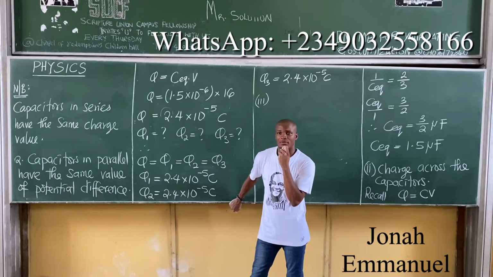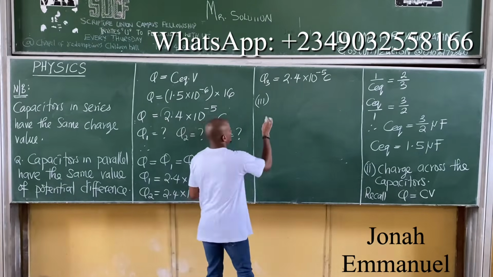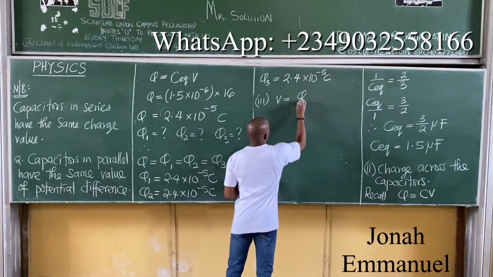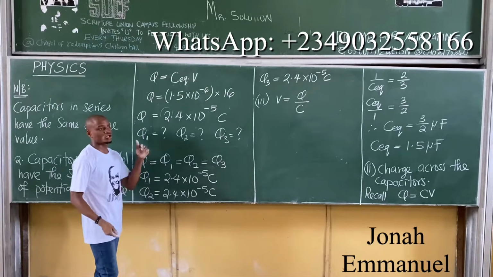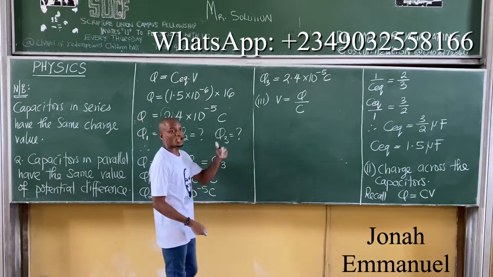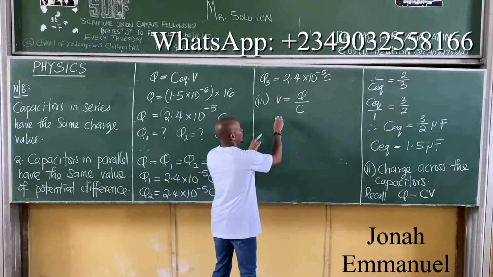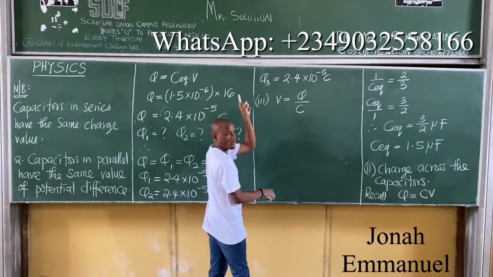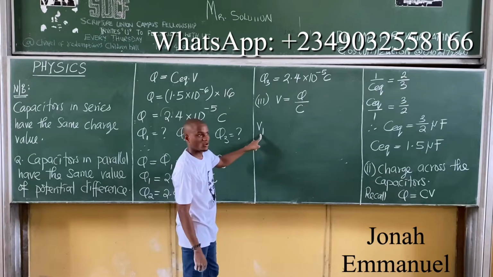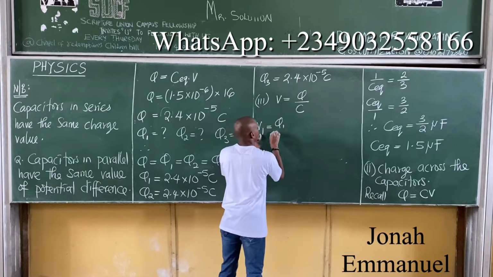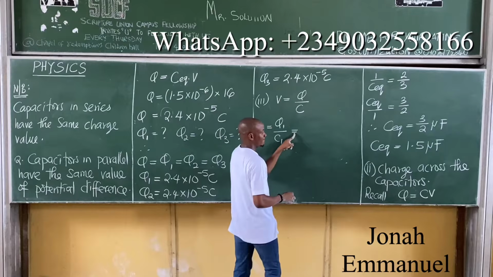They differ. My question now is to get the potential difference. Please check your formula. We said V is equal to what there? Q over C. So if you've gotten the charge for each of them, Q1, Q2, Q3, we will get the potential difference for each of them too. That's V1, V2, V3. Let's get V1. The potential difference on your C1 capacitor is equal to Q1 all over C1.